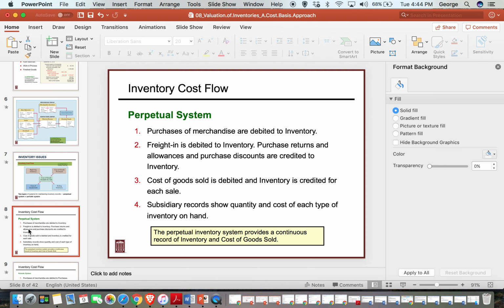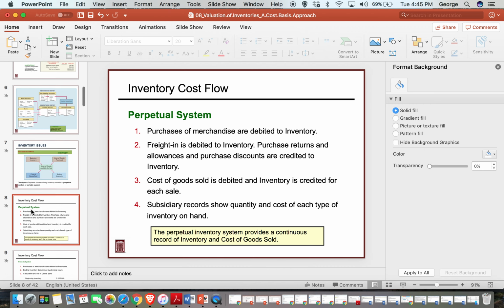Under a perpetual inventory, anytime I buy merchandise, I'm going to debit inventory, probably credit cash or accounts payable. Freight in, if we pay for freight, would also be debited to inventory. Purchase returns, purchase allowances, and purchase discounts would be credited to inventory. Once I sell my units, I'm going to debit cost of goods sold and credit inventory. My subsidiary ledger for inventory would show the quantity and cost of each type of inventory currently on hand.